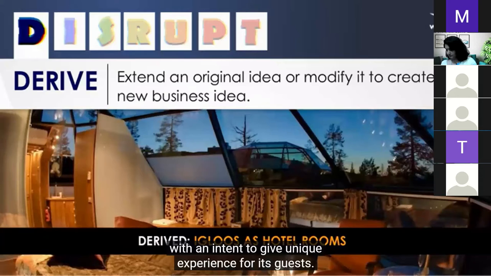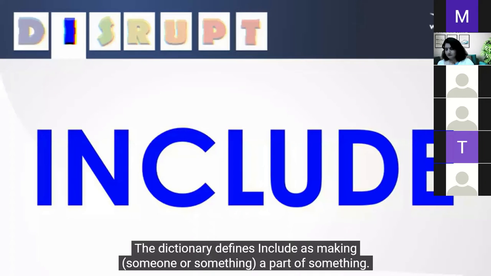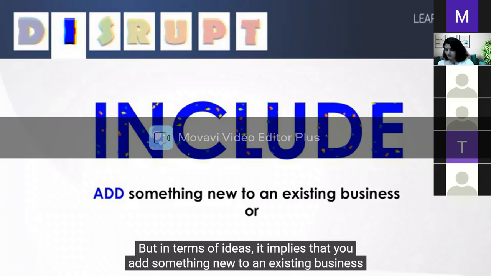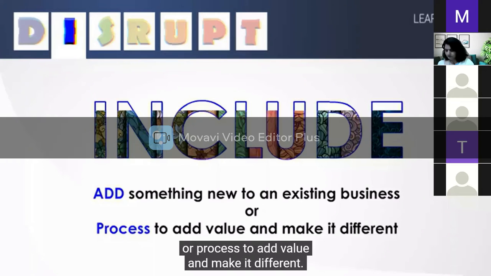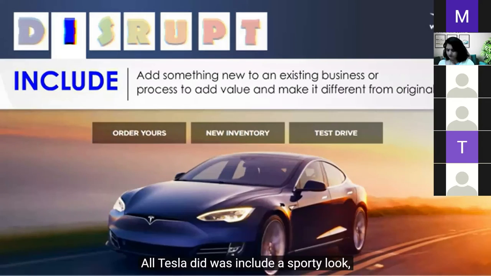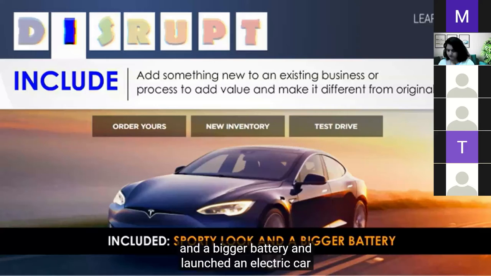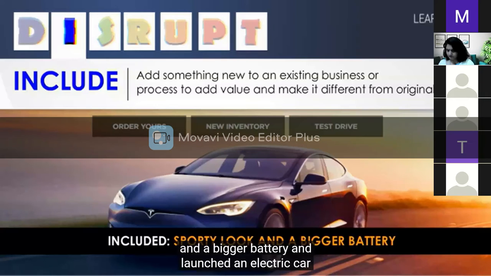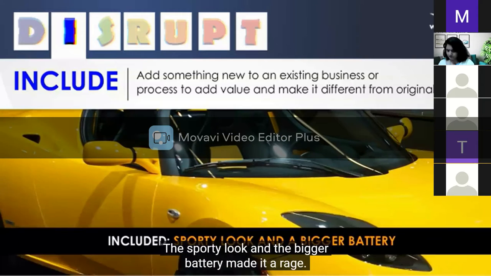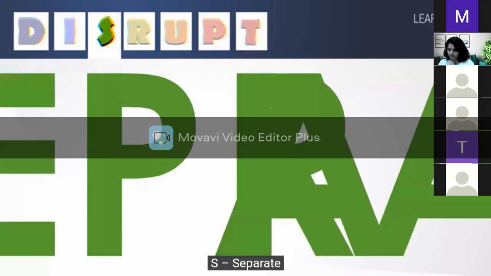Include means making someone or something a part of something. But in terms of ideas, it implies that you add something new to an existing business or process to add value and make it different. For many years, electric cars like Reva and Think were not able to become popular. All Tesla did was include a sporty look and a bigger battery and launched an electric car, far more expensive than existing electric cars. But it worked. The sporty look and the bigger battery made it a rage.